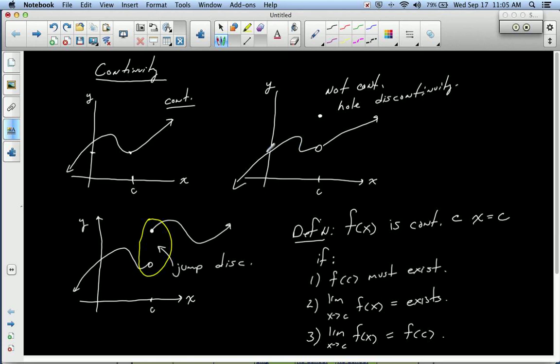They all meet up right there. This one, however, the limit as x approaches c is right here. We'll call that a. And this is up here at some b value. So while, yes, the function exists at c and the limit exists at c, the two are not equal to each other. Therefore, it fails criteria 3. This is not continuous. Let's look at some examples of functions.